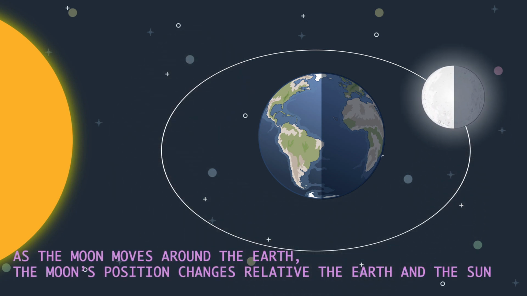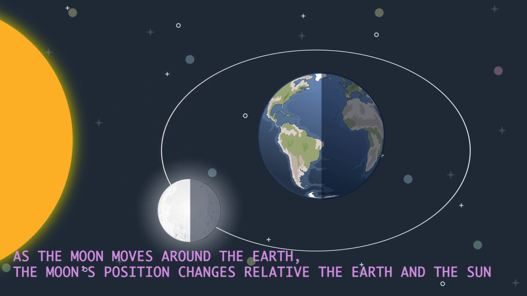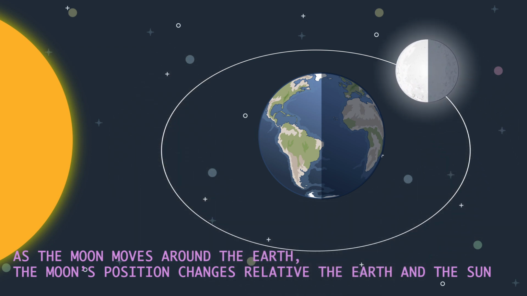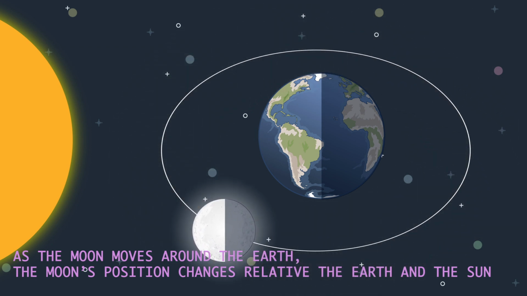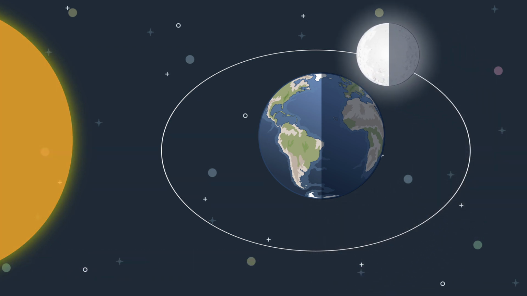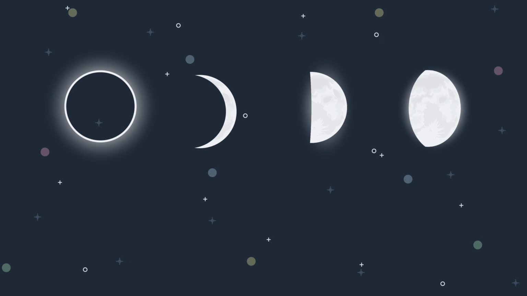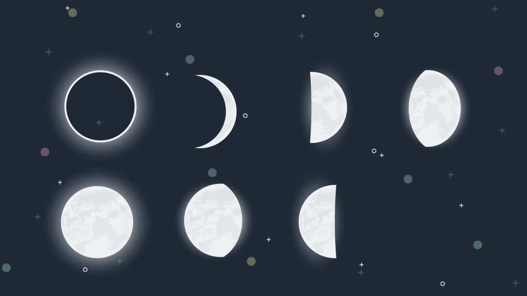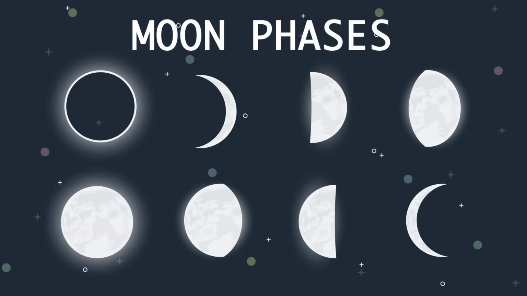As the moon moves around the Earth, the moon's position changes relative to the Earth and the sun. The moon's position changes slightly every night and looks a little different. As a result, the moon is seen from Earth in different shapes. These different shapes of the moon observed from the Earth are called the phases of the moon. I hope you got it right. Now let's see the phases of the moon.